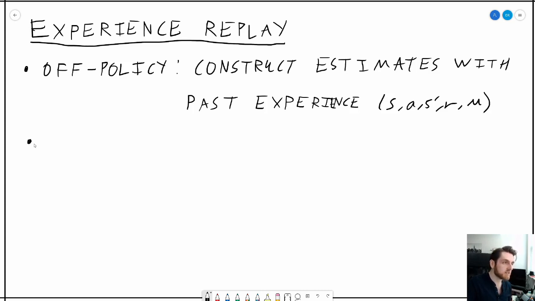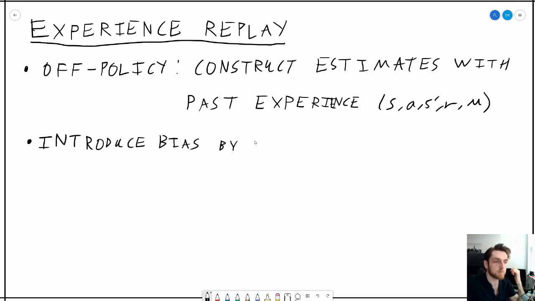And what this does is it clearly introduces a strong bias in our estimates of the loss function by not using data which is sampled from the current state distribution or using the current policy. It introduces a bias by incorrect sampling of state action pairs.